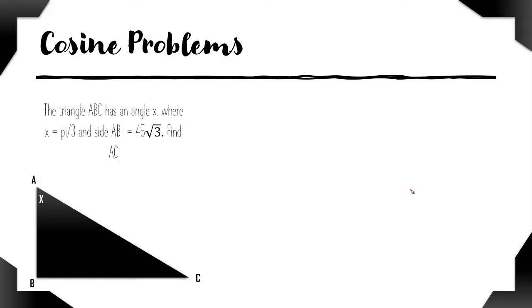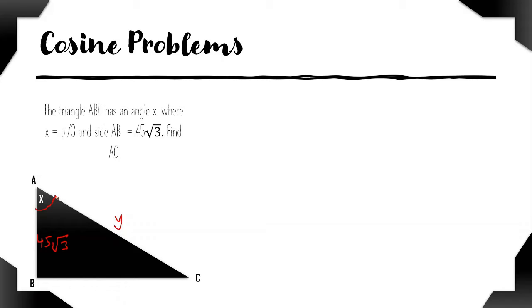So we need to find AC. So let's label AC as y, because we need to find y. So that's the length of AC. So 45 multiplied by the square root of 3 is equal to AB. So we can write 45 multiplied by the square root of 3 is equal to AB over here. And x is equal to pi over 3.